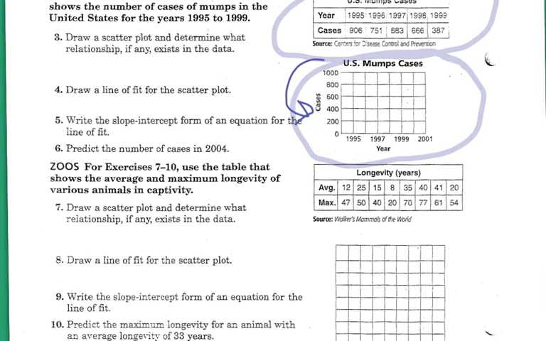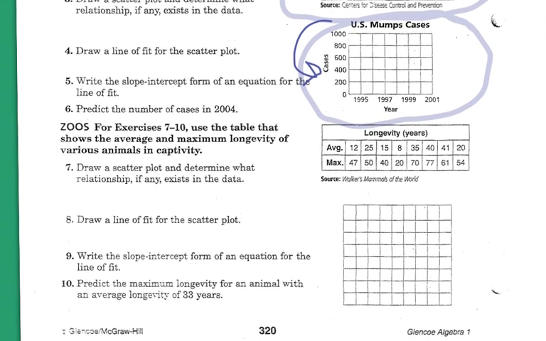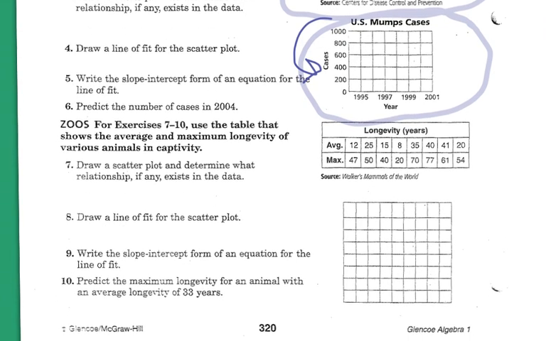All right. Number 7, once again, they're asking you to draw a scatter plot. So you're going to use the data, this table right here is the data that you're going to use for number 7. You're going to then plot those points on this graph, and you'll notice that unlike the one up above, they did not mark the axes for you, okay?